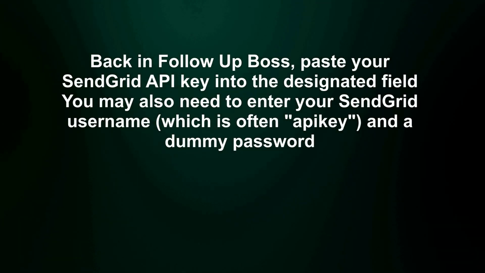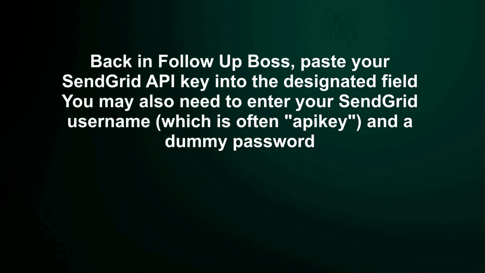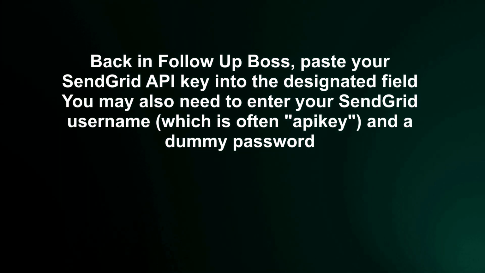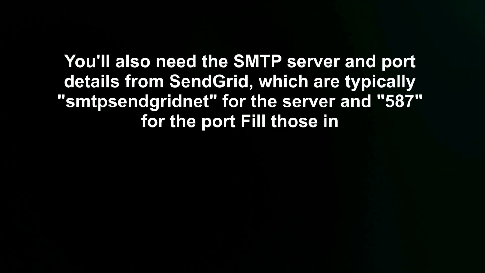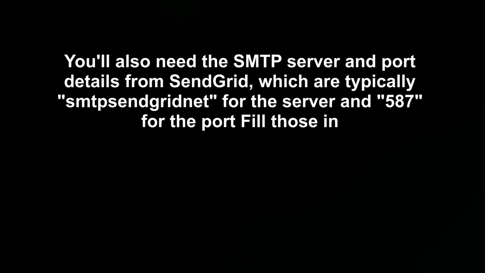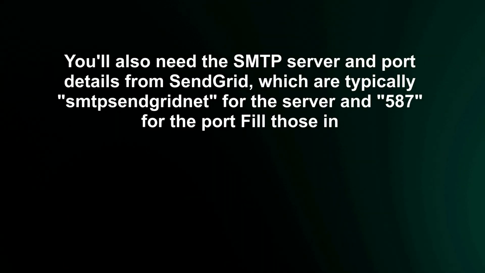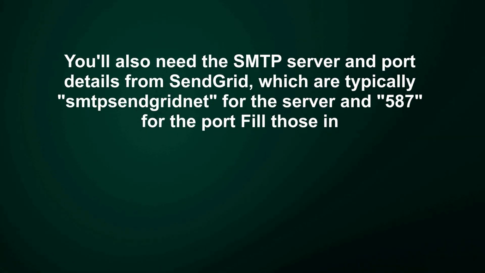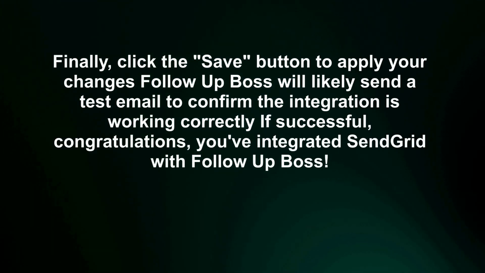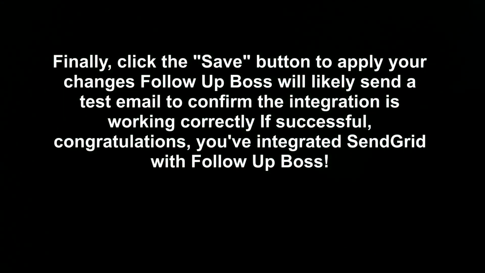Back in Follow Up Boss, paste your SendGrid API key into the designated field. You may also need to enter your SendGrid username, which is often apikey, and a dummy password. You'll also need the SMTP server and port details from SendGrid, which are typically smtp.sendgrid.net for the server and 587 for the port. Fill those in. Finally, click the Save button to apply your changes.